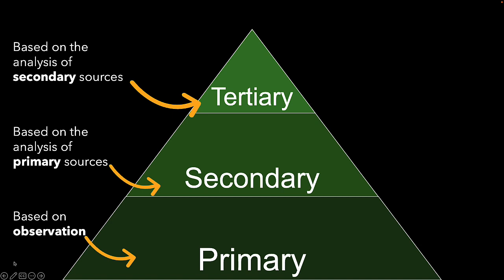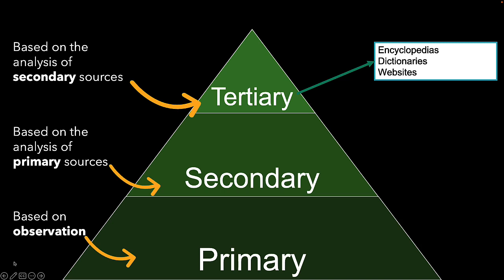So what are some of the typical manifestations of primary, secondary, and tertiary sources? Well, let's start with tertiary sources. Some common forms of tertiary sources include encyclopedias and dictionaries and websites. Tertiary sources generally give broad information about the past and don't make significant arguments or interpretations.